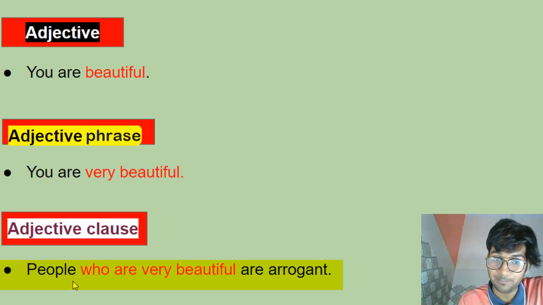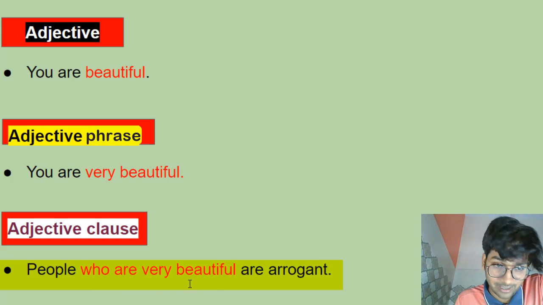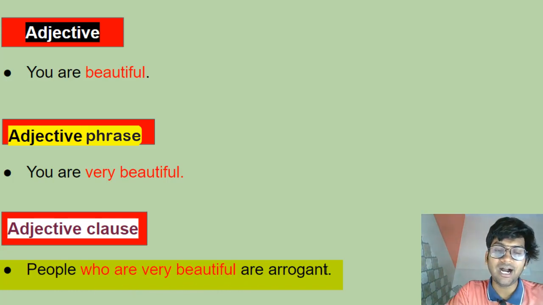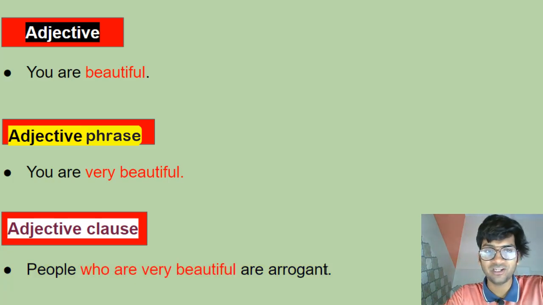It comes after. People who are very beautiful are arrogant. Which people? People who are very beautiful. So if you see in the sentence, we have an adjective clause which is "who are very beautiful," and in this adjective clause we have an adjective phrase which is "very beautiful," and we have another adjective in the sentence which is "arrogant." People who are very beautiful are arrogant. All right, so I am pretty sure now you know the difference between an adjective phrase and adjective clause as well. Hope you're feeling confident.